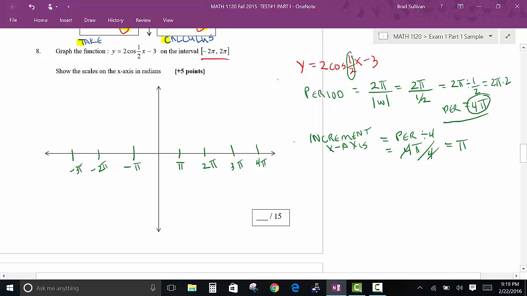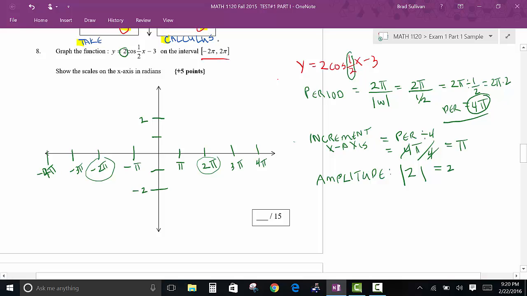Then we're going to look at the graph basically from negative 2 pi to 2 pi. I'm going to be interested in looking at the graph from there to there. All right, so that's step one. Get the period, get the increment. Step two, let's figure out what the amplitude is. The amplitude is the absolute value of the number in front of the cosine, which is 2. That means the amplitude's 2. So it's going to stretch the waves up to a maximum of 2 and down to a minimum of negative 2.